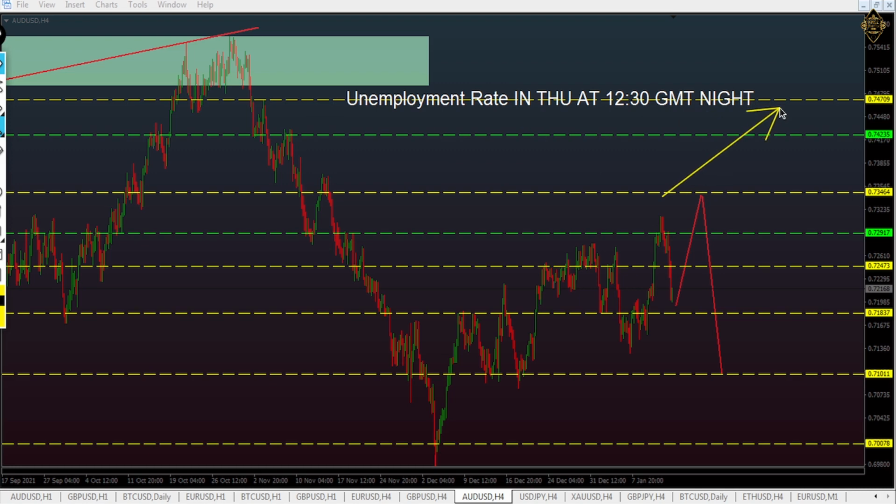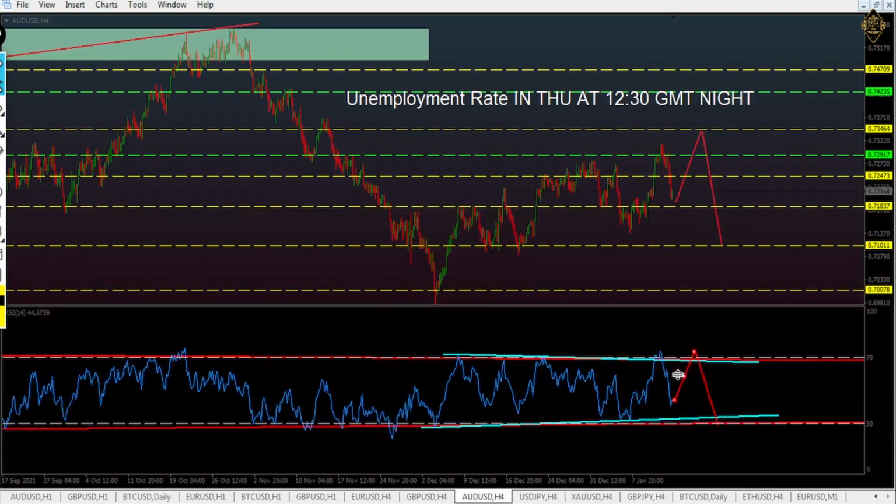Levels we got, my friend. First level here 0.74709. Another level here 0.74235. Another level here 0.73464. Another level here 0.72917. Another level here 0.72473. Another level here 0.71837. Another level here 0.71011. And the last level here 0.70078, my friend. I think everything is too clear.